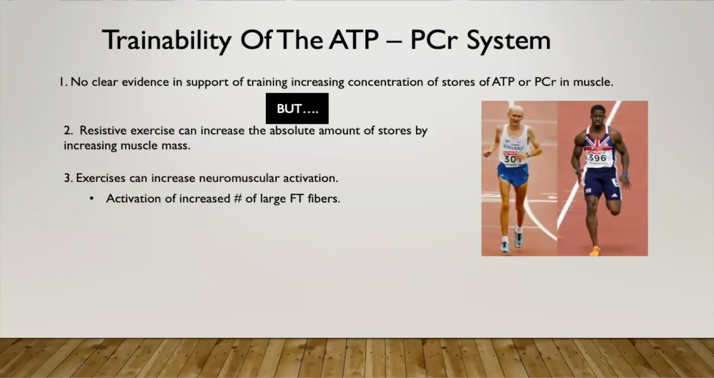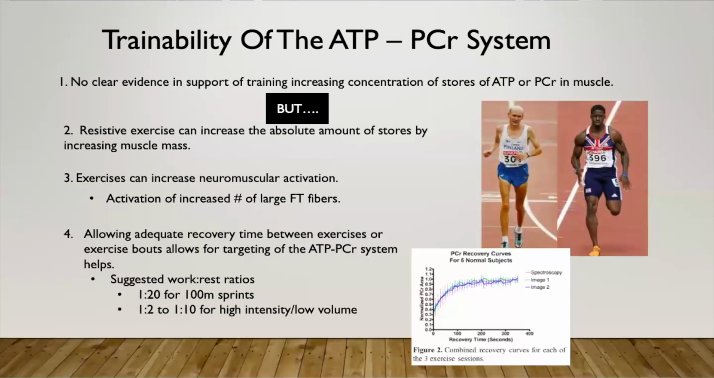The next thing that exercise and training can do is increase and tweak the neuromuscular activation. So activation of fast twitch fibers in particular that are large and therefore have a fair amount of ATP phosphocreatine in them to begin with, they are going to be able to be called upon more by the trained person. The untrained person can't activate all their fibers. The better trained individual is more able to come closer to activating all of them.